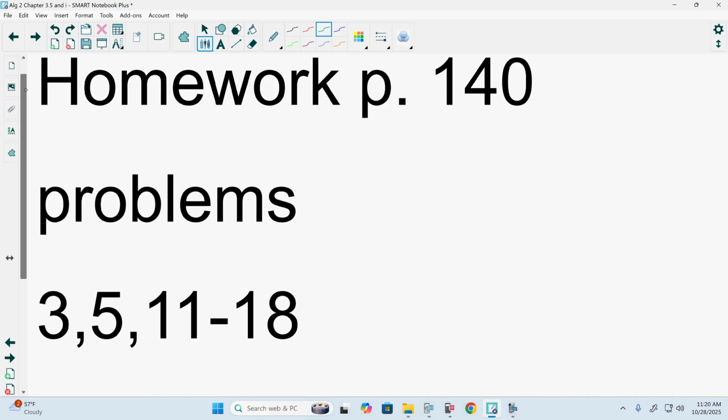And then 11 through 18. It wants you to find the value of c to make a perfect square trinomial and then factor it. So exactly what we just did on those last 4 problems is all you're doing for 11 through 18. Because once we get comfortable finding the value of c, completing the squares is going to be kind of nice.